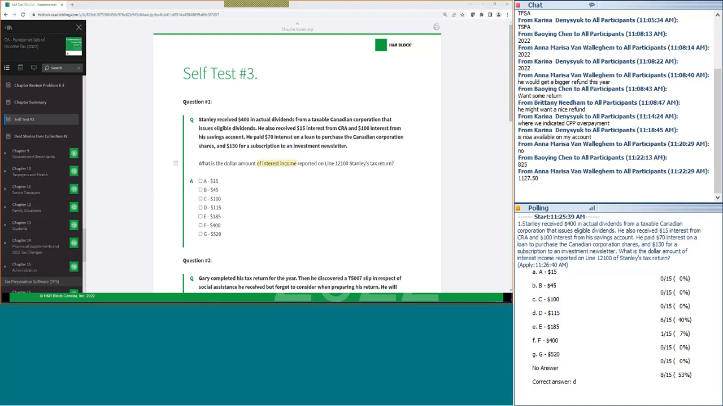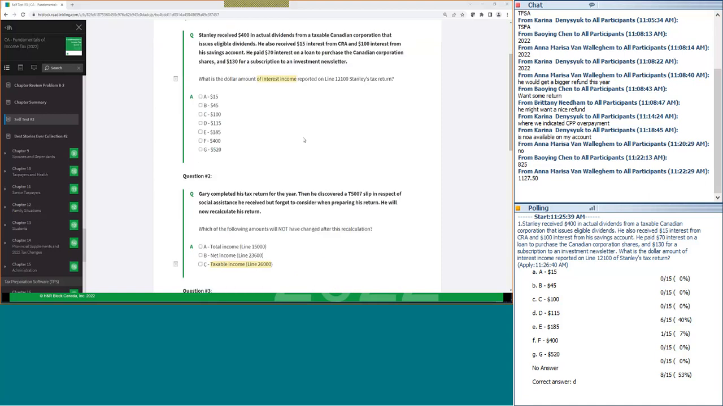In this case, there's interest from the CRA and $100 interest from the savings account, and the answer is 117. Good. I like in these questions to take a pen and cross out everything that isn't interest income and then see what I have left. That's how I do these ones. So you should have picked D. The correct answer is D, $115.